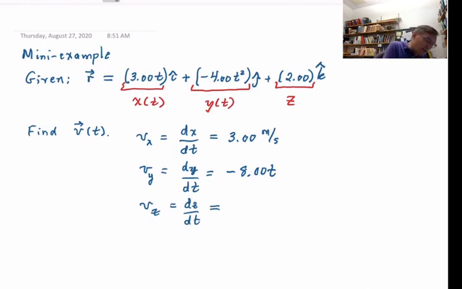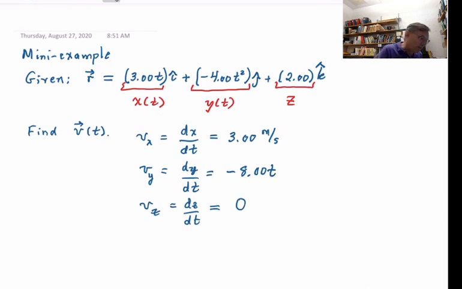Okay, did you say dz by dt is 0? Because z is constant, 2. And the rate of change, that's what dz by dt is, of a constant is 0. So there is no z component of the particle's motion. It's got an x component of its velocity and a y component, but it doesn't have a z component of its velocity.